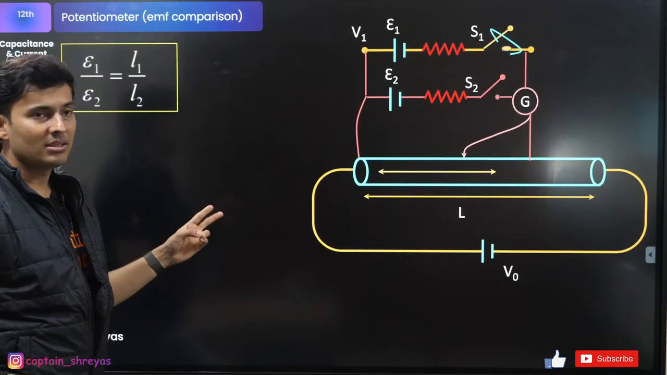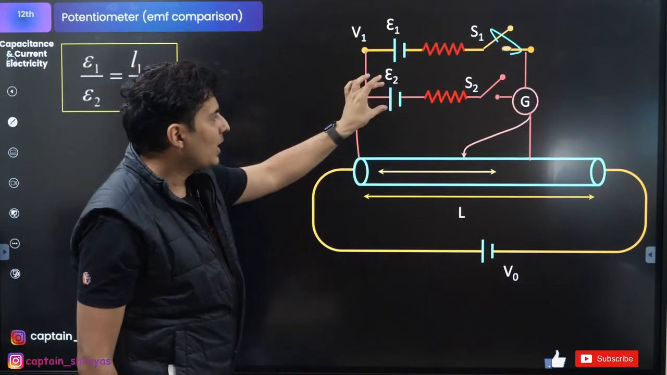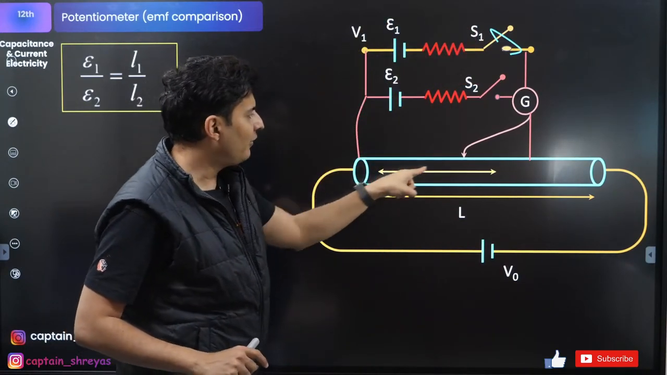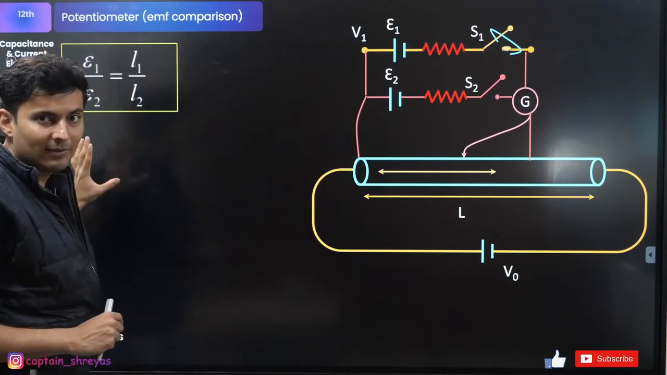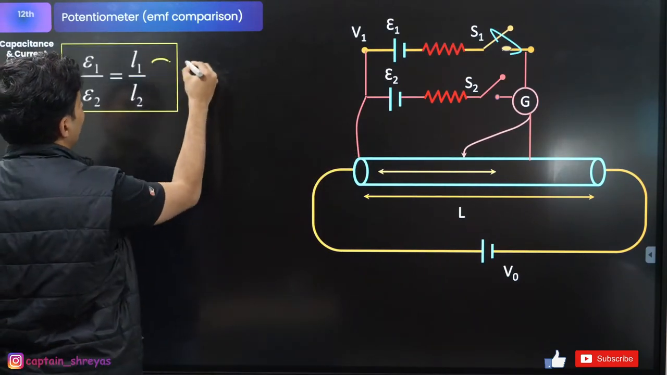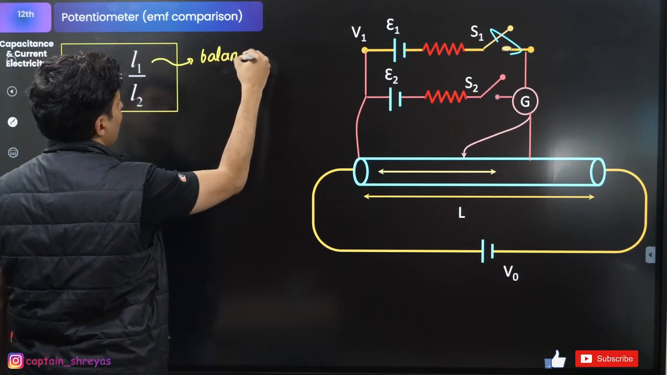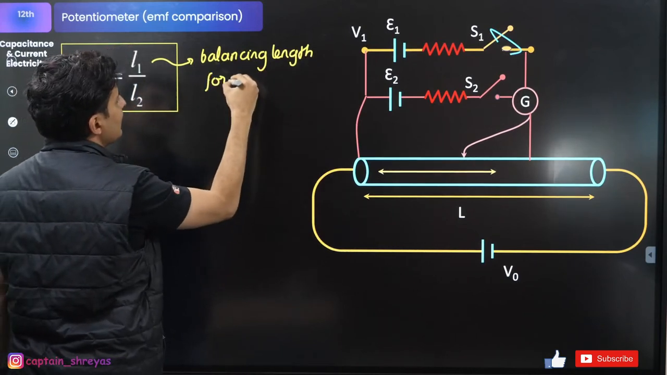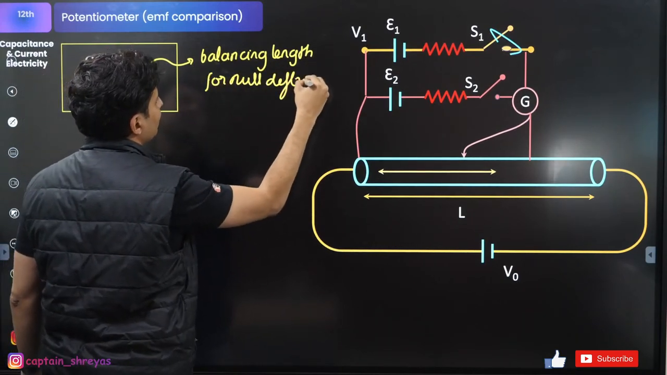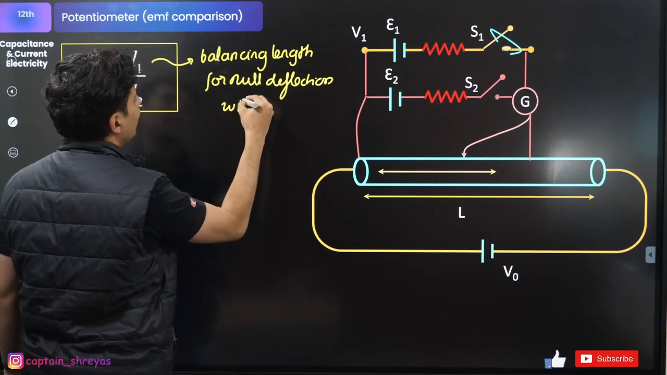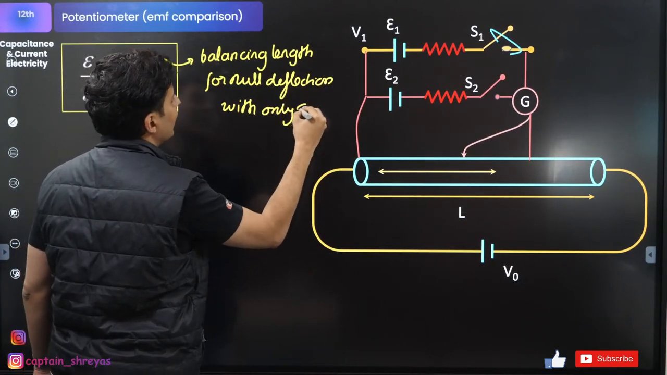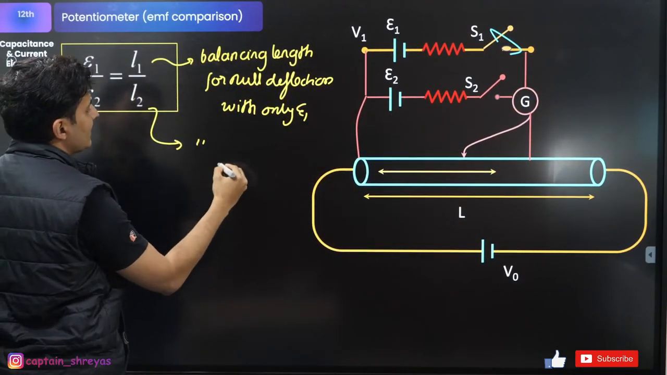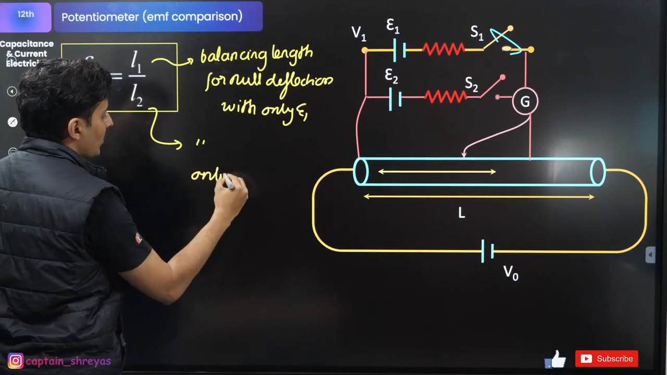The second application is to compare batteries. You take one battery, connect it first, forget the second one, keep it open. Then find the balancing length. Let's say it comes out to be L1. So L1 is the balancing length for null deflection with only E1 connected. L2 is the same thing, the balancing length with only E2.